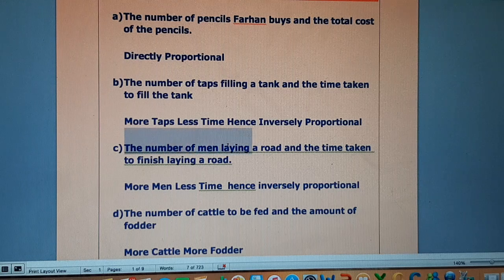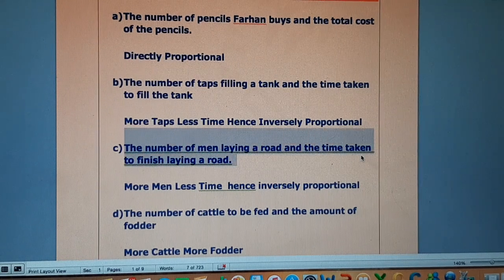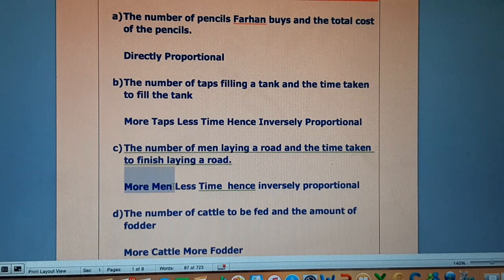Part C is the number of men laying a road and the time taken to finish laying the road. It is obvious that if we increase the number of men, then the same quantity of work will be done in less time. The length of the road is the same. If you increase the number of men, obviously that work will be finished in less time, hence inversely proportional.